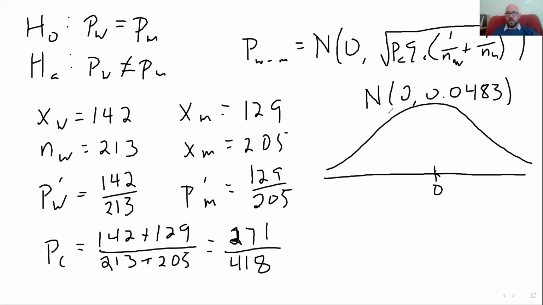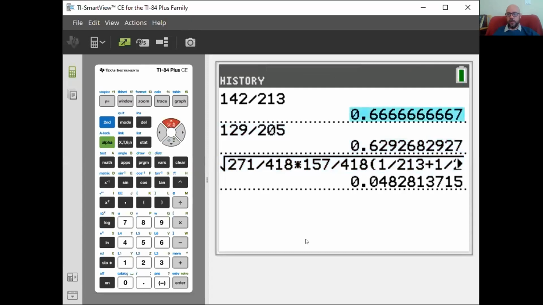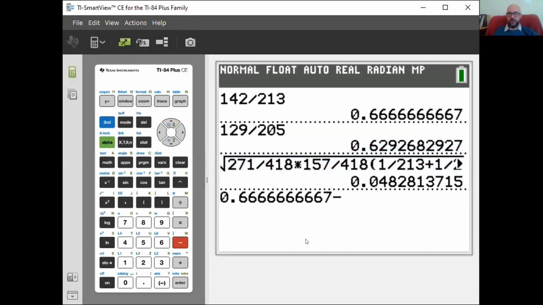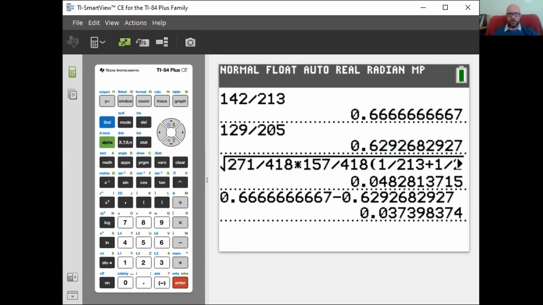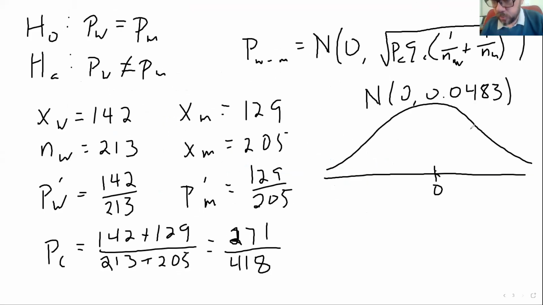Now our actual difference was the difference in the proportions. So this is all the possible differences in proportions from the two sampling distributions. Let's go look at what our actual difference in proportions was. There it is. This was the women's proportion of success minus the men's proportion of success, 0.0374. So we're going to put that on our sampling distribution. 0.0374, so about a 4% difference, 3.7%.